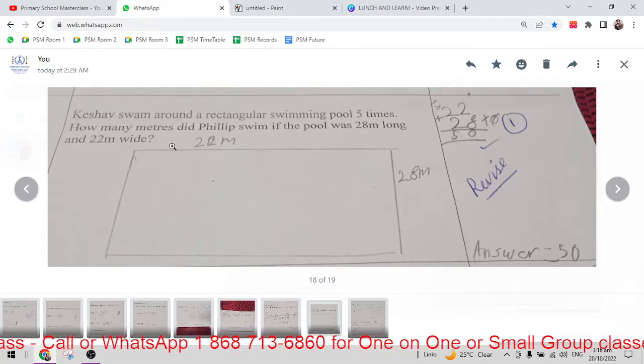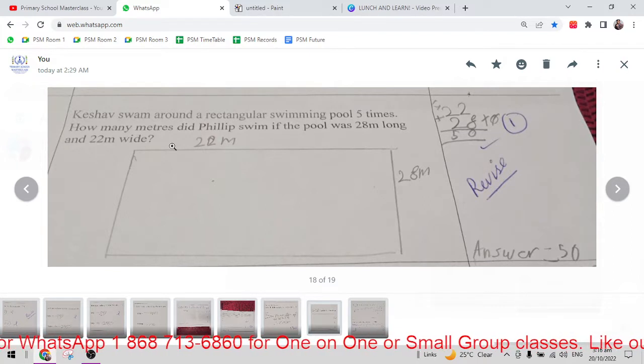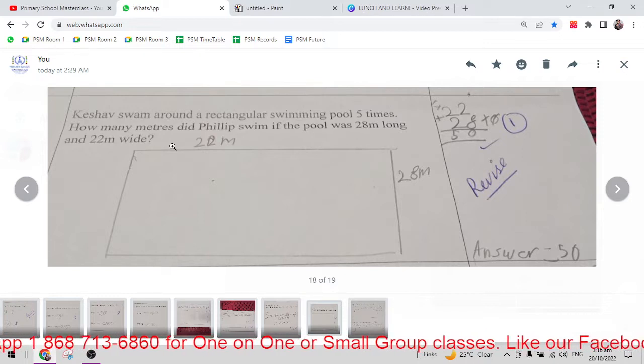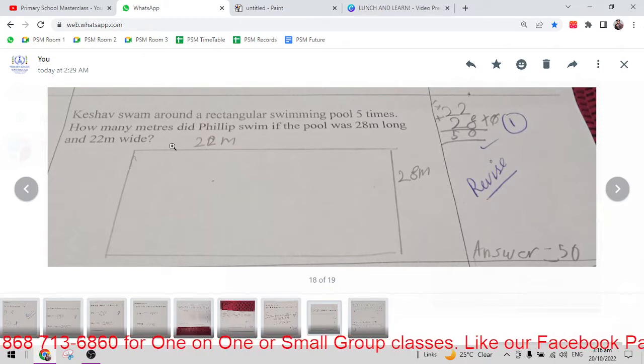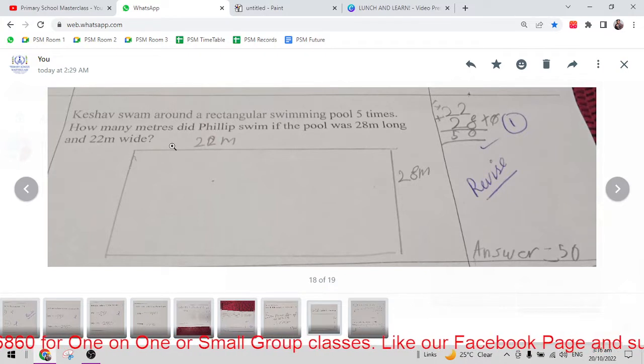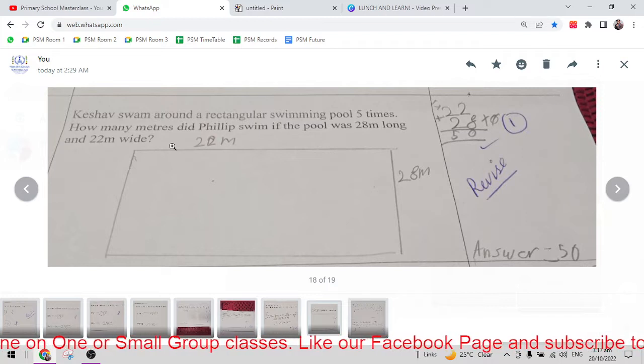Hmm. Is this question correctly worded? Keshav swam around a rectangular swimming pool 5 times. Okay, so 5 times the perimeter is what Keshav swam. How many meters did Philip swim if the pool was 28 meters long and 22 meters wide?